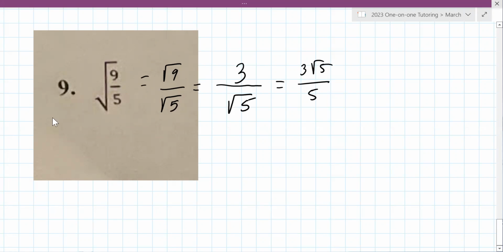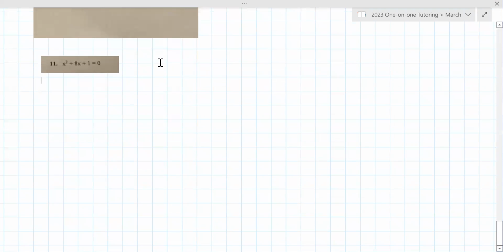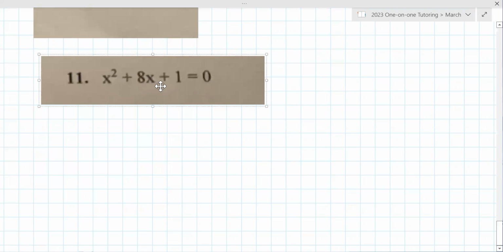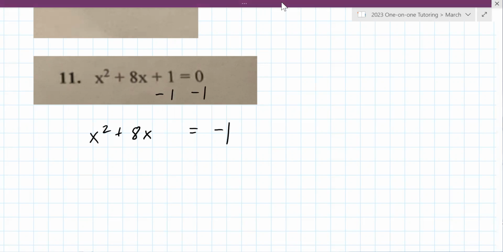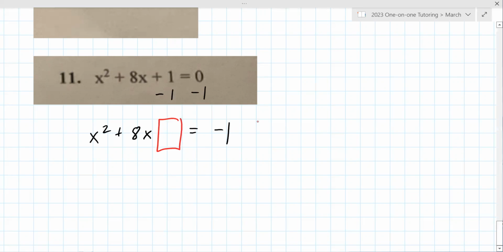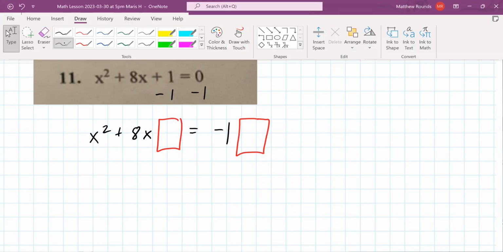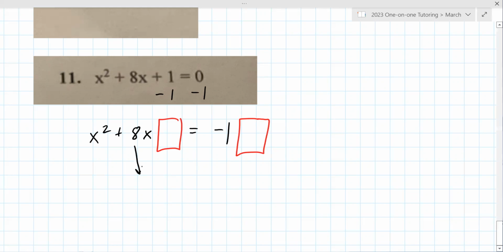No. Okay, so I want us to do 11 together, and hopefully give you enough information for you to be able to do 10 next. This one's the more difficult one. So you start completing the square by moving that constant to the other side of the equation. X squared plus 8x equals -1. And you've seen me probably for a while now put these boxes here. We have to figure out what goes in those boxes. And it's based on this middle number, that 8 there, that +8.